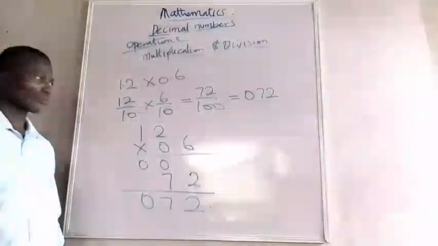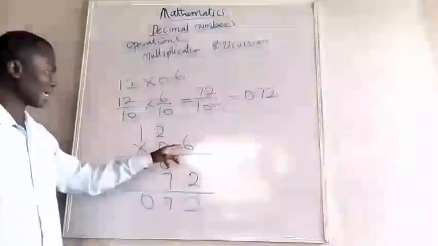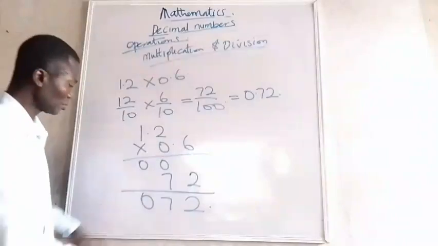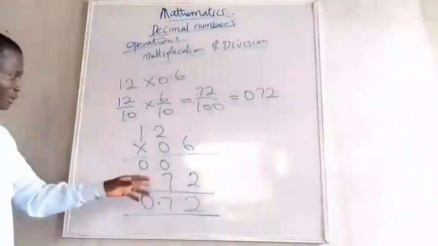Now you count how many numbers are behind the decimal points. From this place, I have 1. From this place, I have 1. So by the time you count it 1, 2, you now put the point here. You can see 1, 2. You now put the point here.